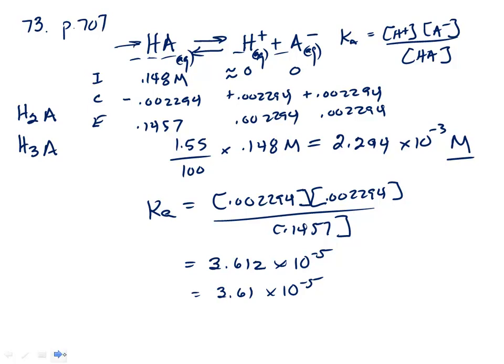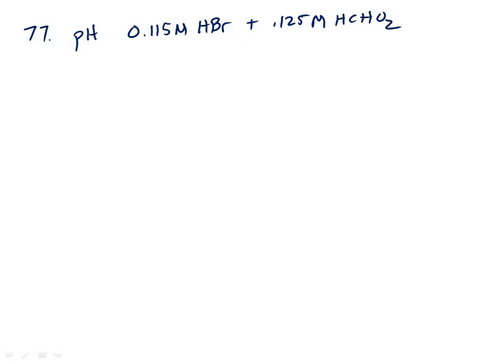All right, let's do another problem. This one is a little more complex. This is kind of where Nick's getting to. If you look at problem 77, they want you to find the pH of a solution that contains a strong acid, like hydrobromic acid, and we're going to combine that with a weak acid, 0.125 molar HCHO2. Now tell me what that acid is.